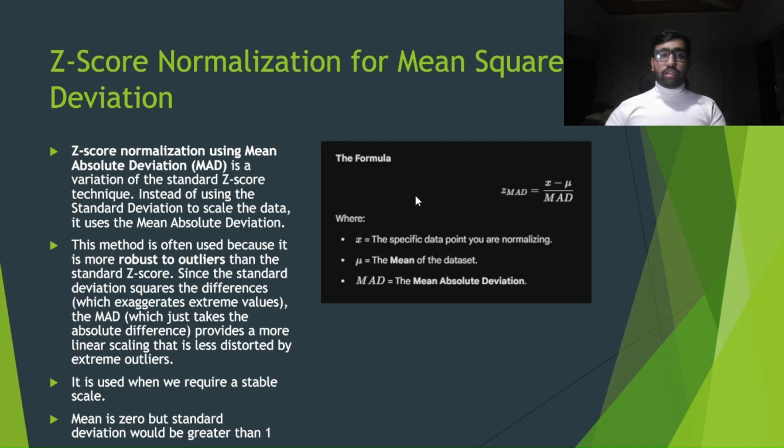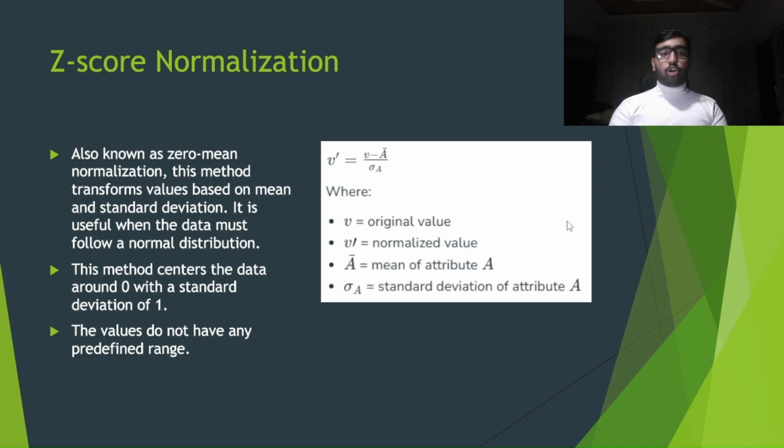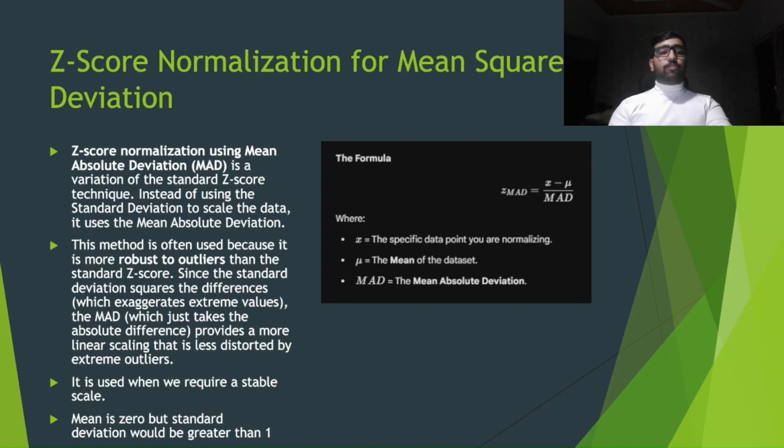Here is the formula for the z-score normalization using mean absolute deviation. As you can see, the formula is similar to the one used for the standard deviation, but in the case of mean absolute deviation the denominator is the mean absolute deviation, whereas in normal z-score normalization the denominator consists of the standard deviation. The process of calculating it is very simple. In the first step, we calculate the mean of the data. In the second step, we find the absolute deviations for each data point around the mean.